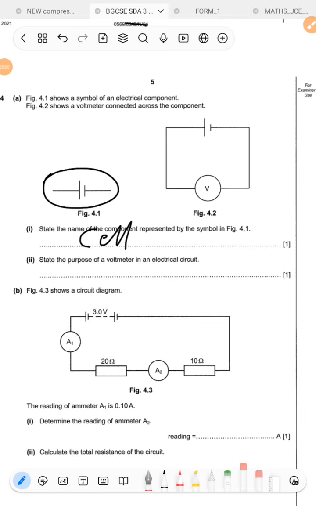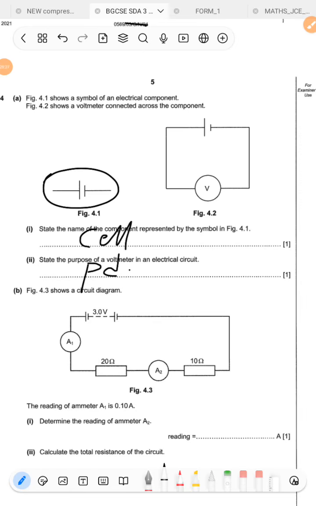Part 2 says, state the purpose of a voltmeter in an electrical circuit. So the voltmeter is there to measure the potential drop. Okay, so it's there to measure the potential drop.